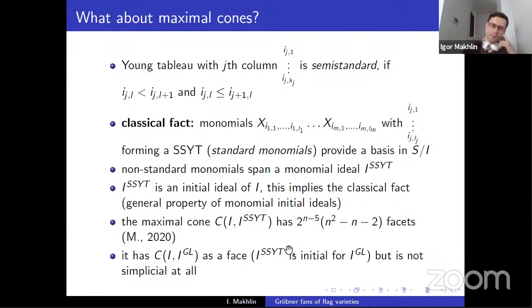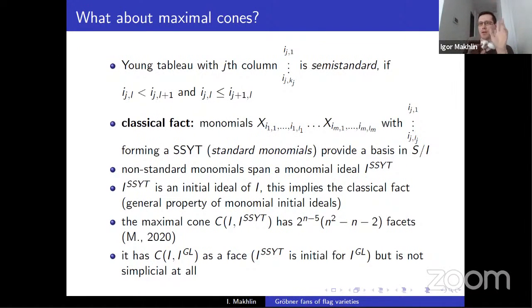So here I say that we have this large cone, and then we have this smaller cone, which was described a couple of slides ago, which has a smaller dimension, and you can actually show that one cone is a face of the other cone. This means that the monomial ideal is an initial ideal of the toric ideal. These are equivalent statements. So we have the large cone, and we have a face of it, which corresponds to the toric degeneration.